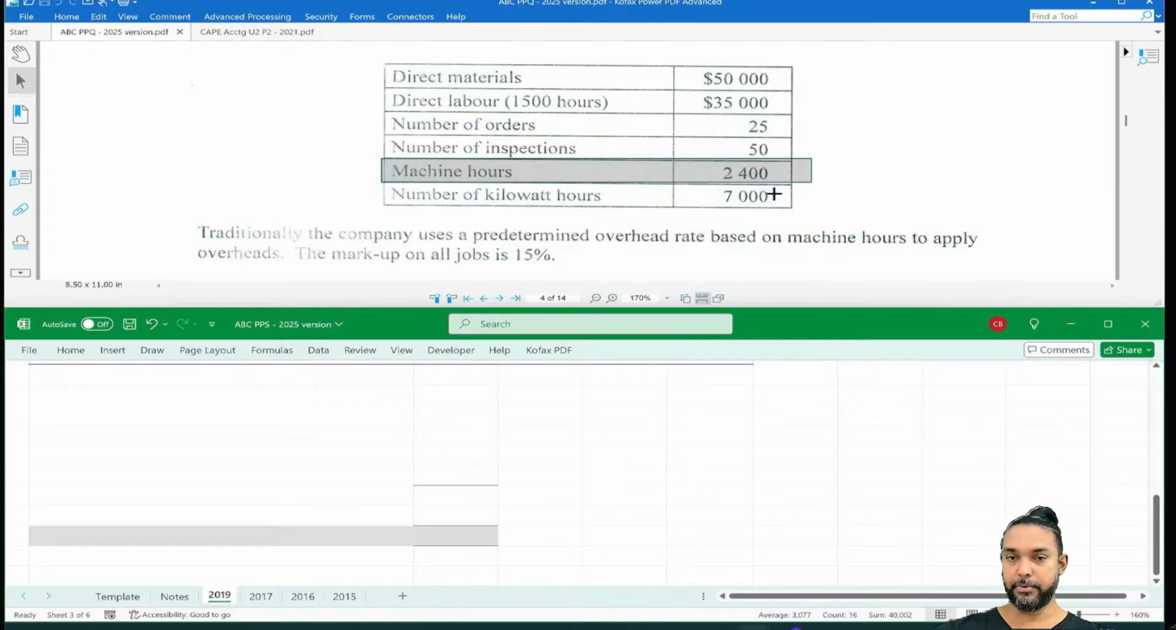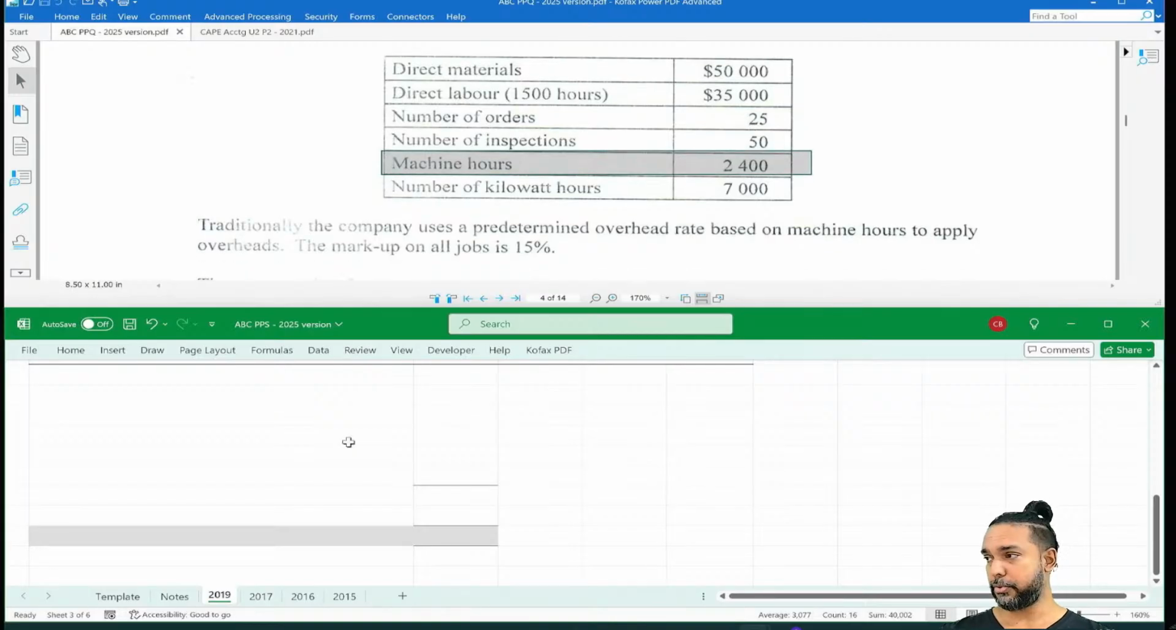I'll send a pic of that whole thing in the chat, so don't worry. I know you might have been copying it down, right? So I will send a pic, so don't worry. You will get it, right?